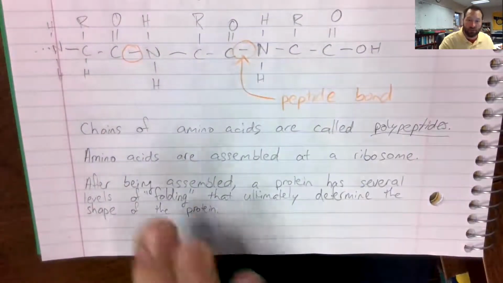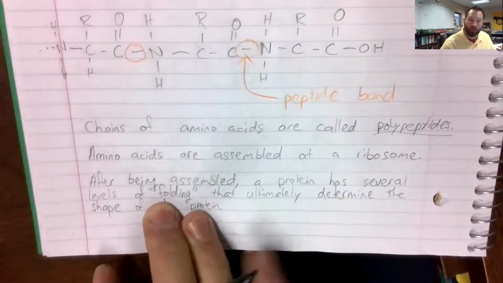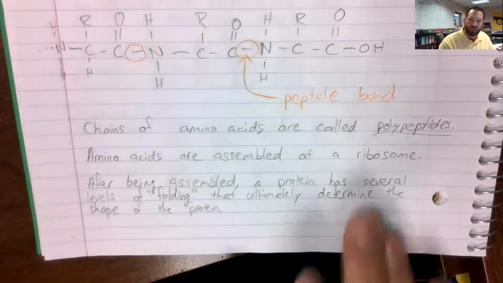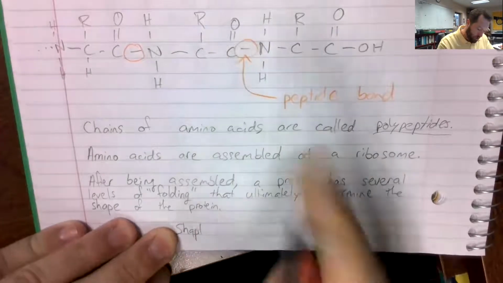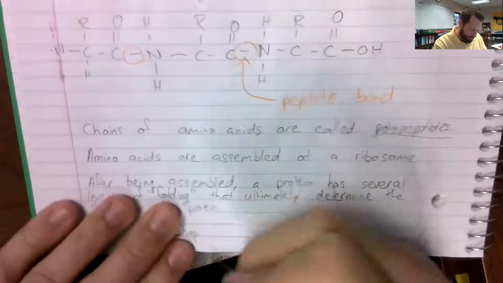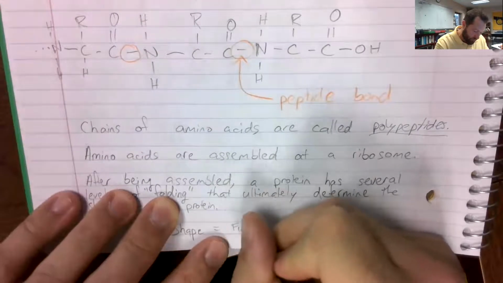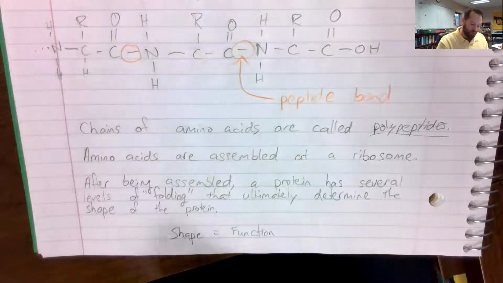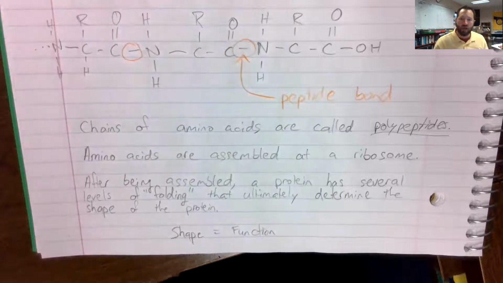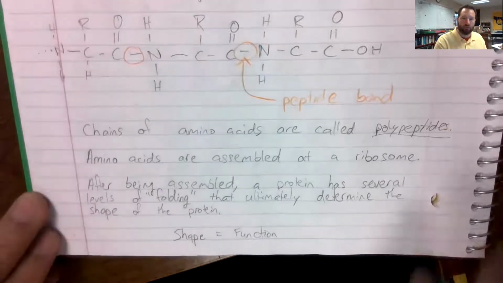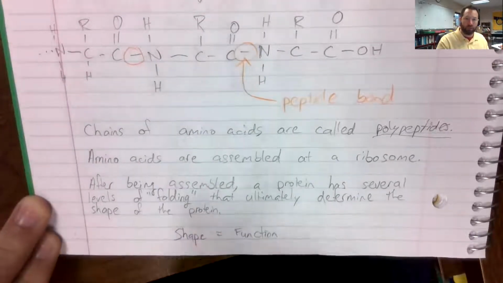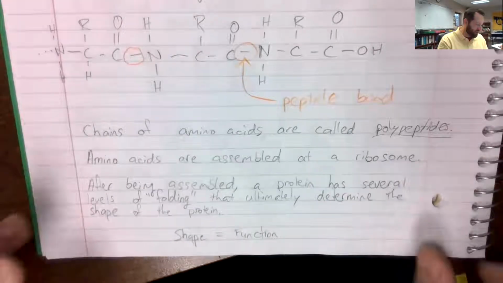So as they're assembled, proteins actually have many levels of what we call folding. And ultimately, it's these folds that determine the shape of the protein. And this is super important. You're going to hear this a lot this chapter and beyond. In fact, you probably already heard a little bit. Shape equals function. Very, very important to have the correct shape so that the protein can do the job that we're wanting it to do. So after being assembled, the protein has several levels of folding that ultimately lead to the correct shape of the protein, and that is super important. And that's actually what we're going to take a look at.